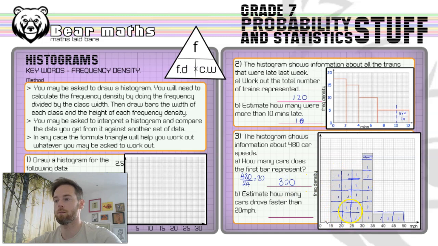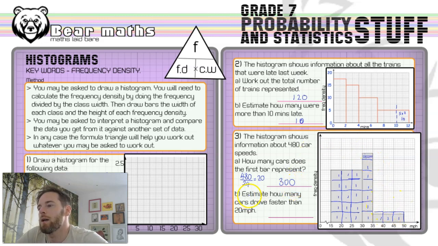Now, I hope that makes sense. It's a nice way of doing a question that's a little bit more complicated. You're always going to be able to do this. It's going to be a nice thing to notice. Oh, look, those 3 little strips, they fit onto there beautifully to make those whole squares. Lovely job. In B, estimate how many cars drove faster than 20 miles an hour.